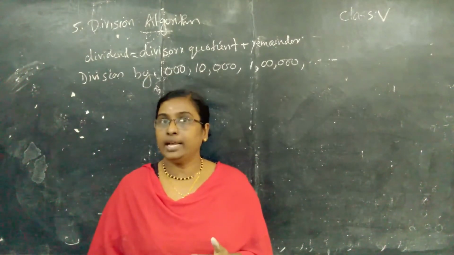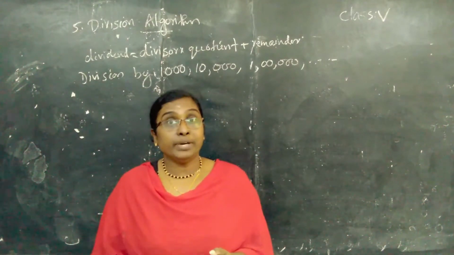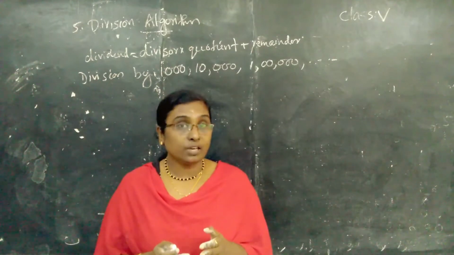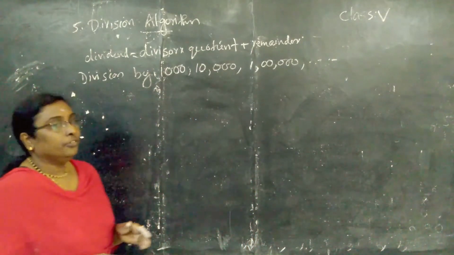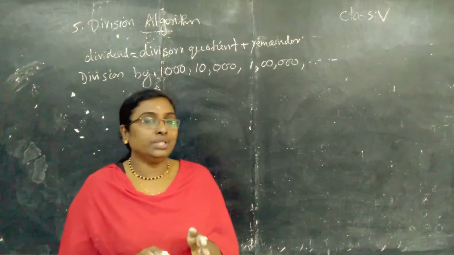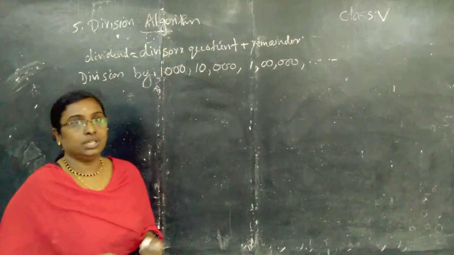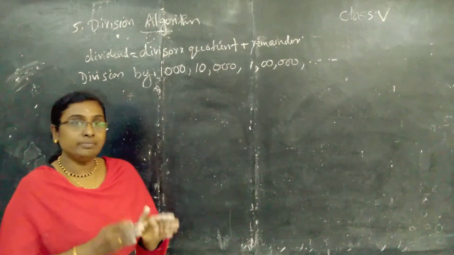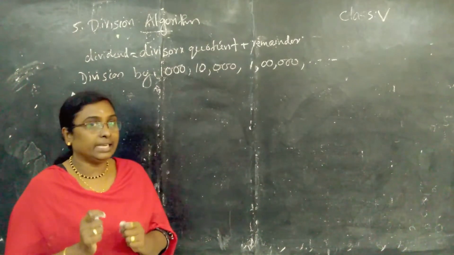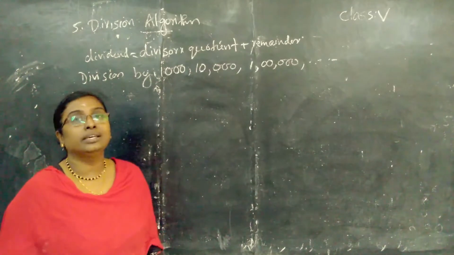10,000, 1 lakh and so on. Okay. To divide a number by 1000, we simply remove the last 3 digits, since 1000 has 3 zeros. The last 3 digits together form the remainder.